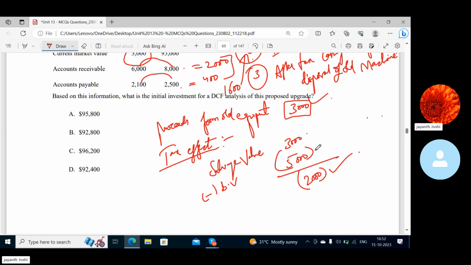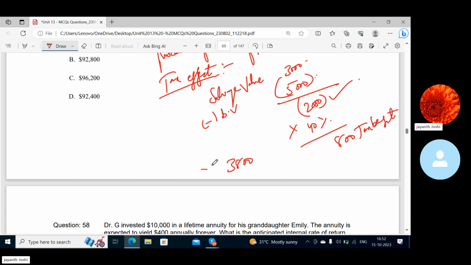So 5,000 worth of asset is sold at 3,000. There's a loss of 2,000. Into tax rate 40%, so 800 is the tax benefit, right? This will be added up to 3,000. So the total 3,800 is the after tax cash inflow from disposal of old equipment. So the third thing also we got. First thing was 95,000. Second thing was 1,600. Third thing is 3,800. So can you tell me the answer?